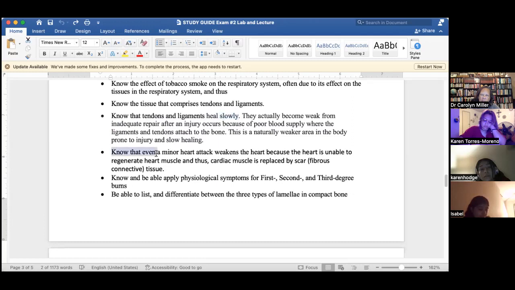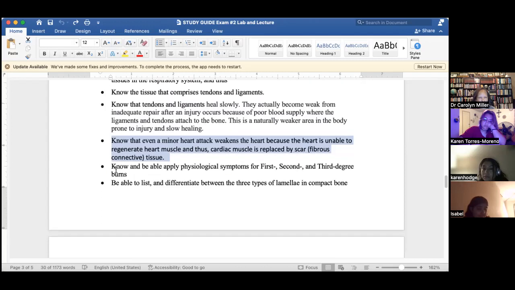Know that even a minor heart attack weakens the heart because the heart is unable to regenerate heart muscle, and thus cardiac muscle is replaced by fibrous connective tissue, scar tissue. Now, you can sometimes hear a parent or a grandparent come home and say, the doctor said I had a heart attack. And that's because they can see the weakening in the heart because that cardiac muscle is no longer muscle, it's connective tissue. Know and be able to apply physiological symptoms.